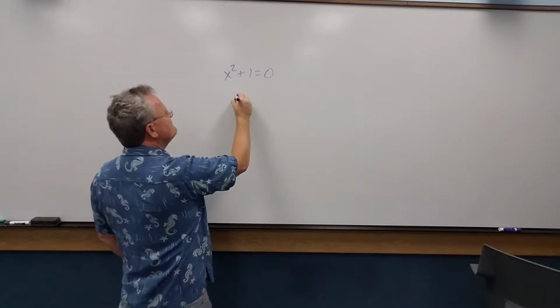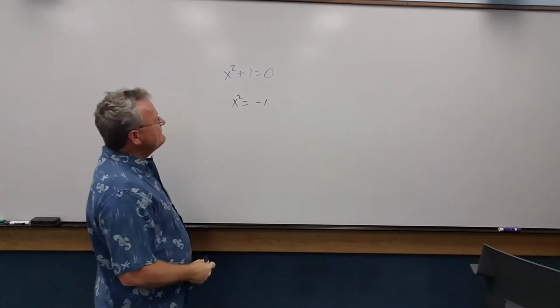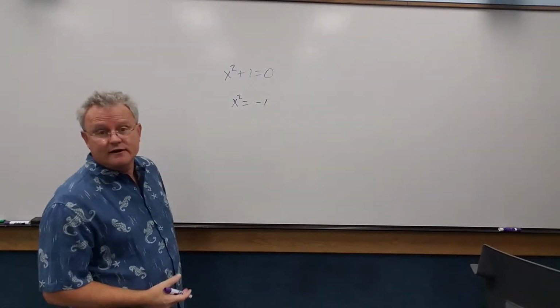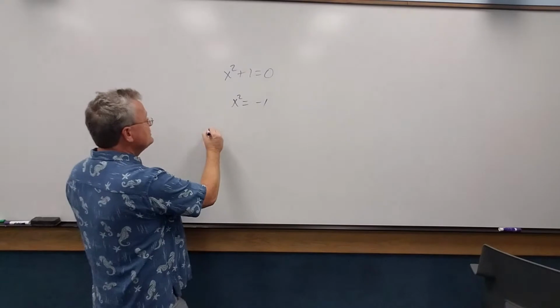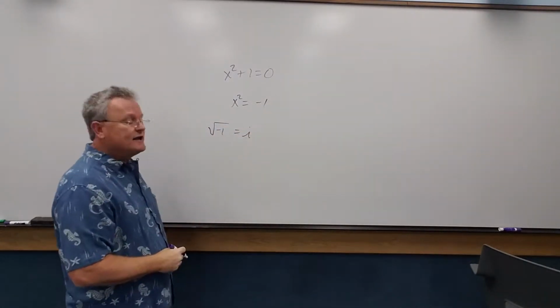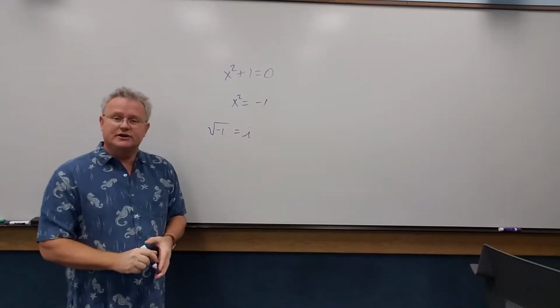And they said, well, you know what? If x is the square root of negative 1, when you square that, it's going to be a solution. So they defined the square root of negative 1 to equal i. And they called this the imaginary unit.